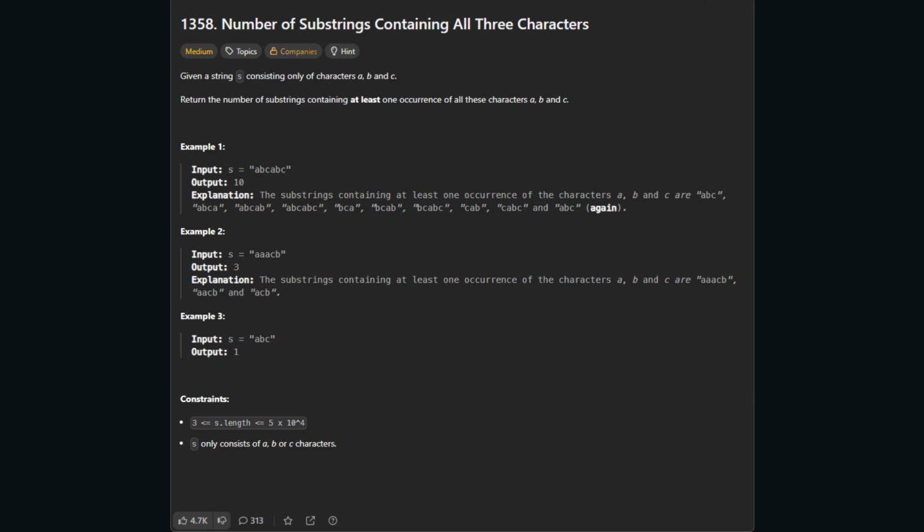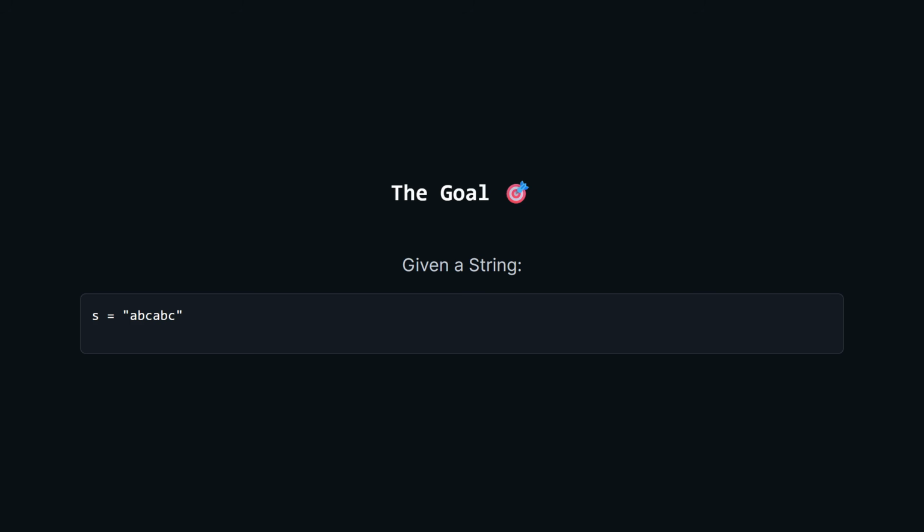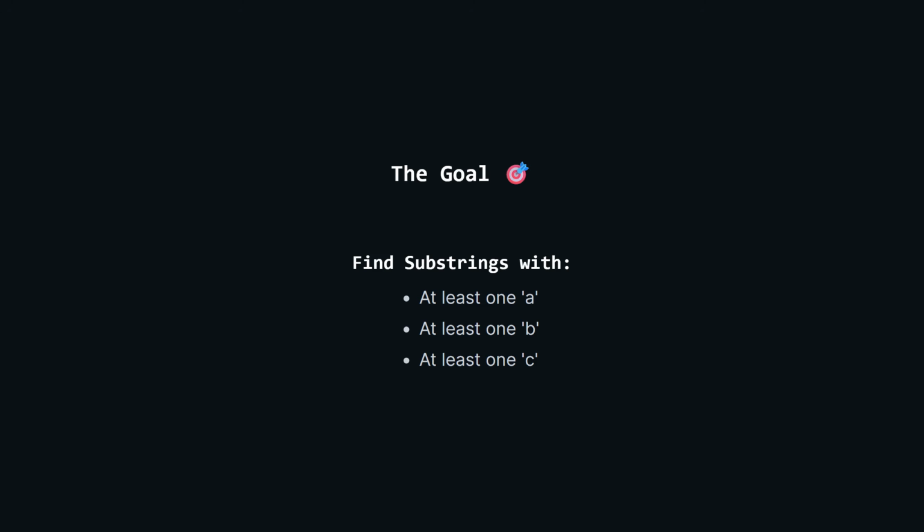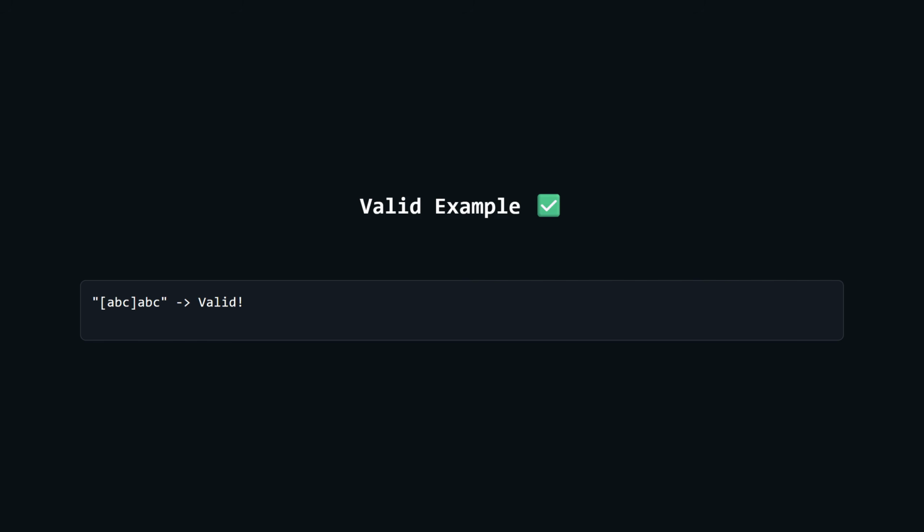Here is the official problem page, but let me break down the rules visually so it is much easier to digest. We are given a string made entirely of the letters A, B, and C. Our job is to count how many substrings we can form that contain at least one of every single letter. For example, if we look at just the first three letters, that makes a perfectly valid group. If we add the next letter, making it 4 letters long, that is also a valid group because it still has at least one of each.